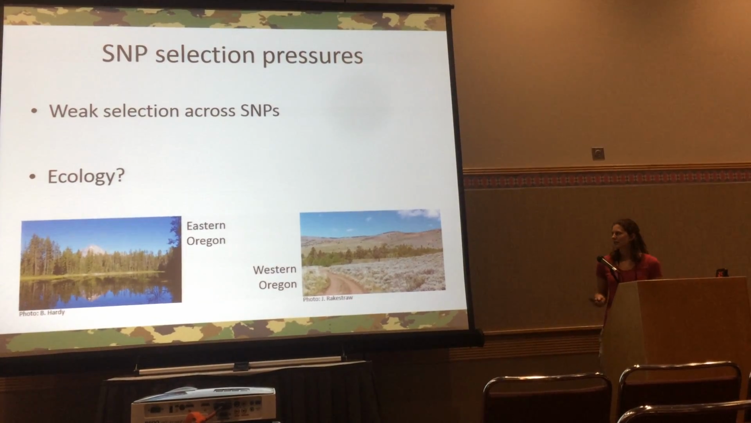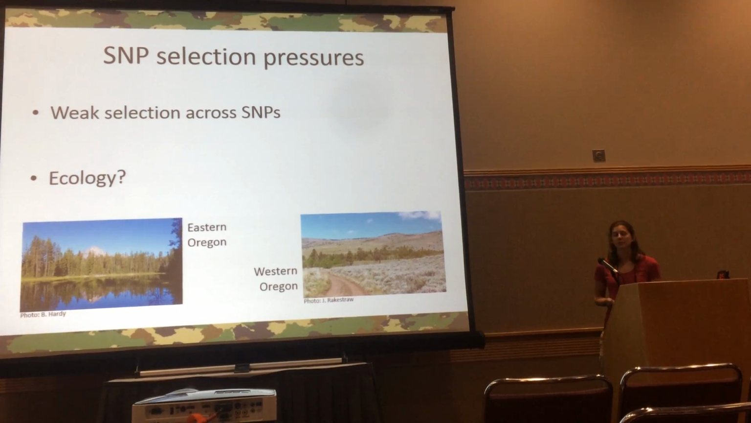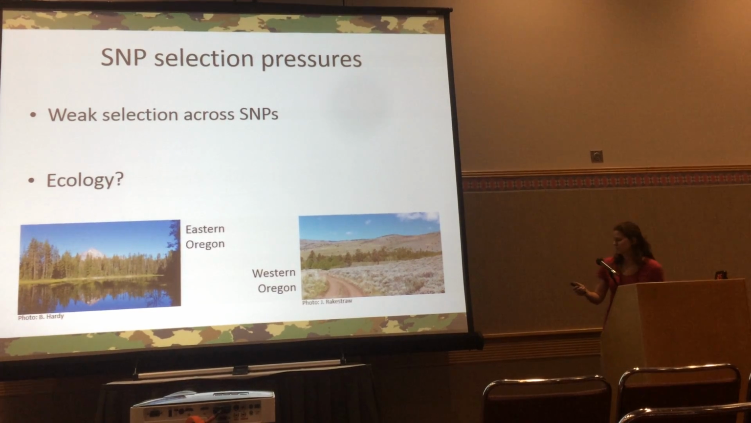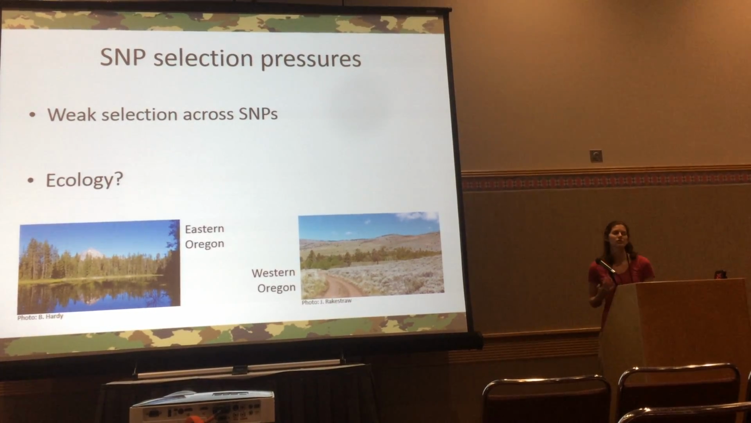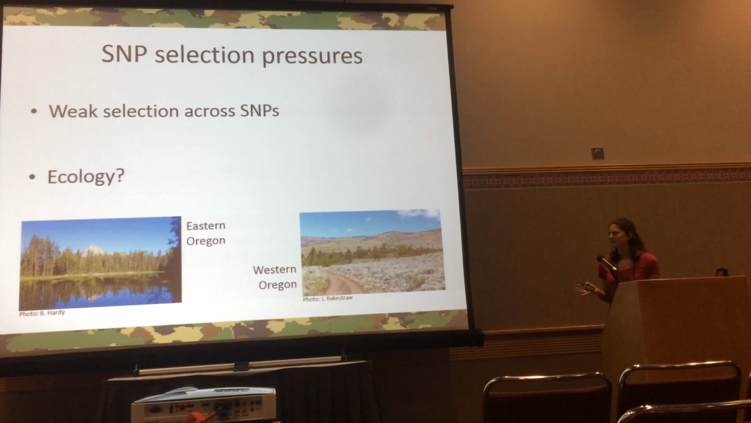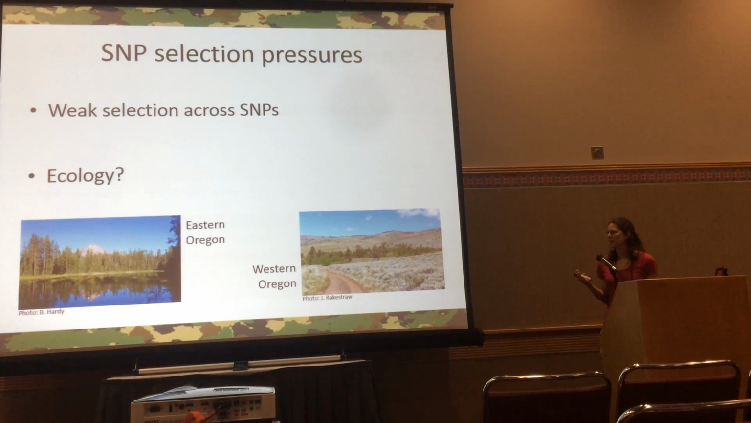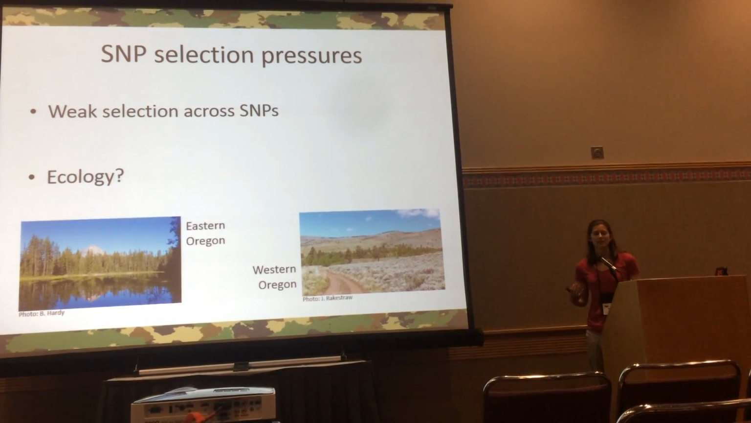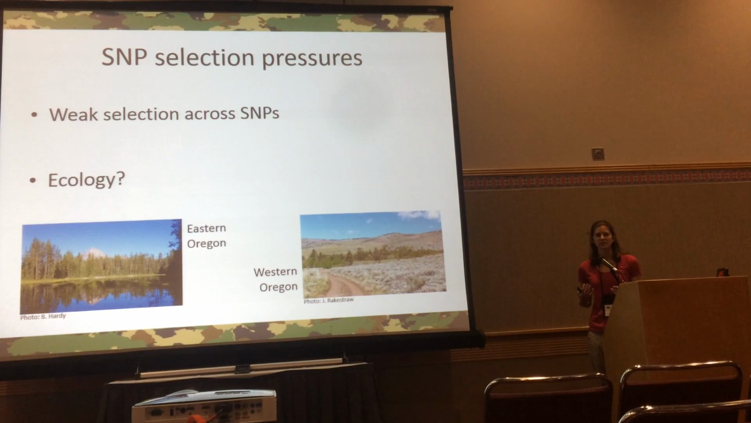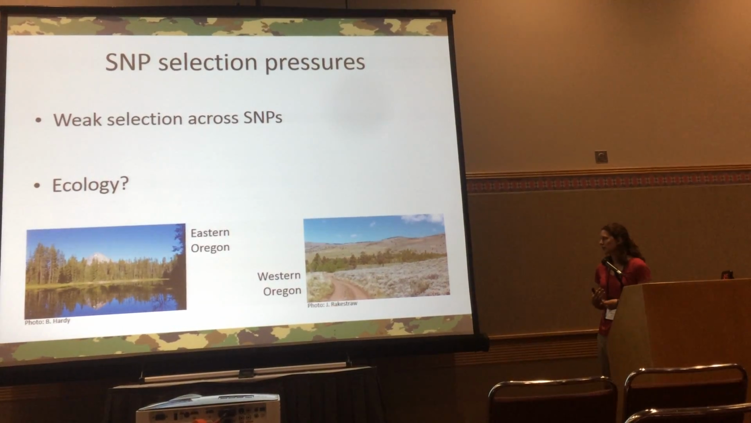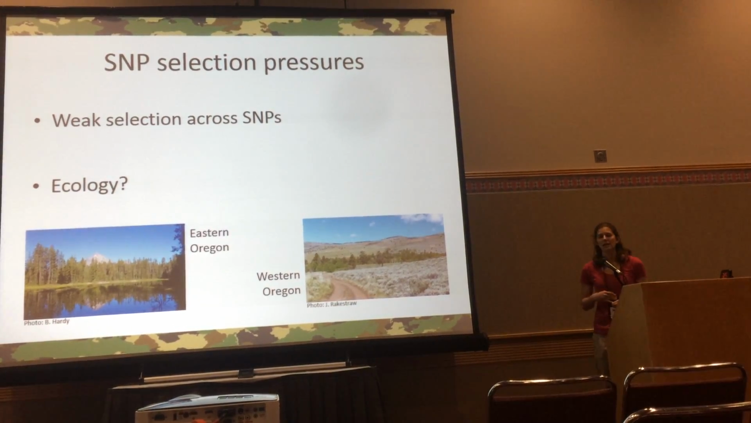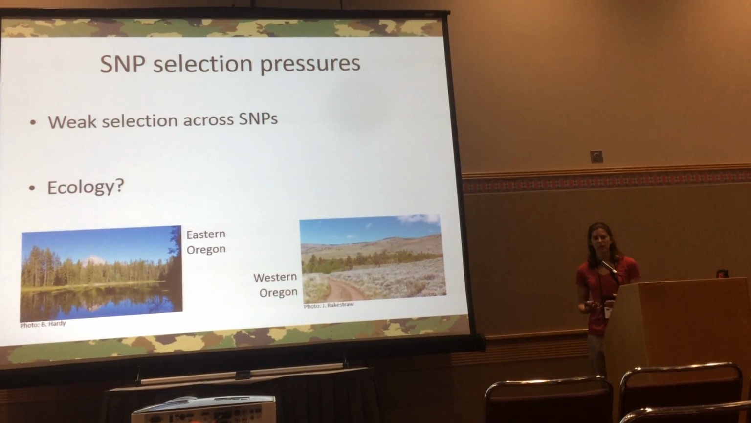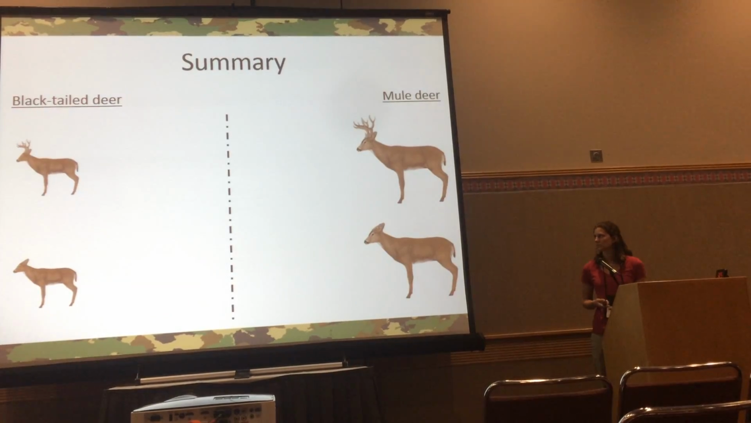These deer live in very different habitats. We have blacktail, so I got these messed up, in Western Oregon, where we have these lush, dense forests, and across the Cascades, it's this very dry scrubland. So one would assume that these populations in very different habitats would be under very different selection pressures. So a next step would be to look at genes associated with different ecological adaptations to see if there's stronger selection pressure on them.